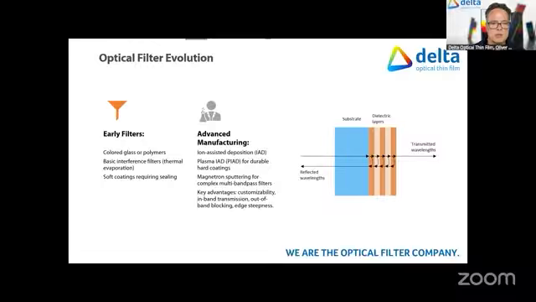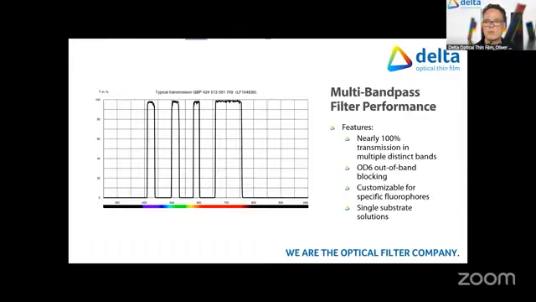So with that modern technology, you can customize basically any combination of bands, 4 bands, 5 bands, with very high in-band transmission, very high out-of-band blocking, and very high edge steepness. Here is an example of a recent multi-bandpass filter that we made for fluorescence application. And the curve you see on the screen is a measured curve. So you can see that it now approaches, if you will, almost 100% of transmission in a number of bands.